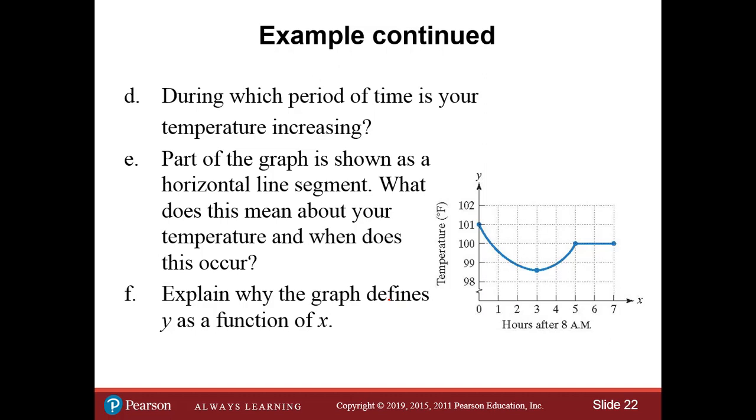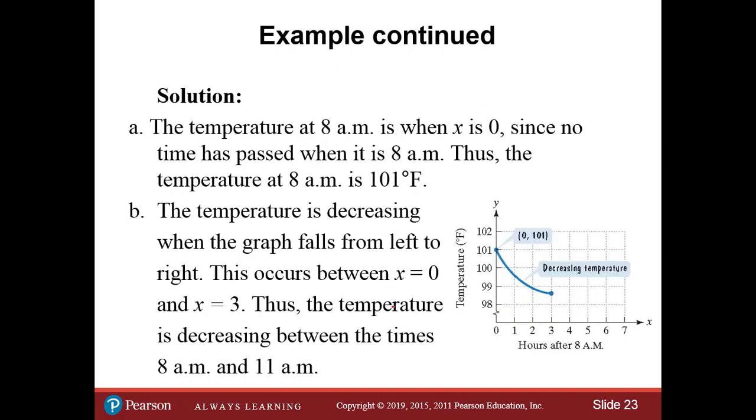Okay. And then finally, it says explain why the graph defines y as a function of x. And the quick answer is the vertical line test. You could draw a vertical line anywhere on this graph, and it will intersect at most one place on the graph. Okay, so there are the solutions.